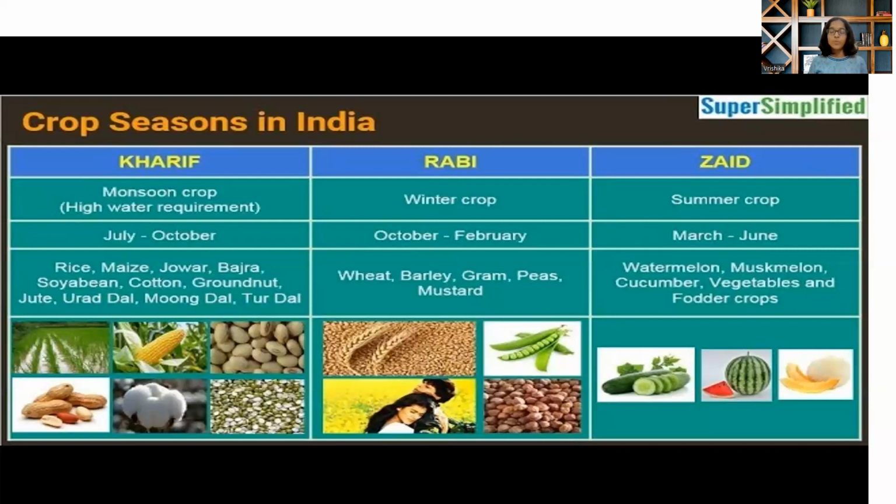Zaid crops are the crops which are grown in the summer season. Summer season in India lasts from March to June. Examples of Zaid crops are watermelon, muskmelon, cucumber, vegetables, and fodder crops.